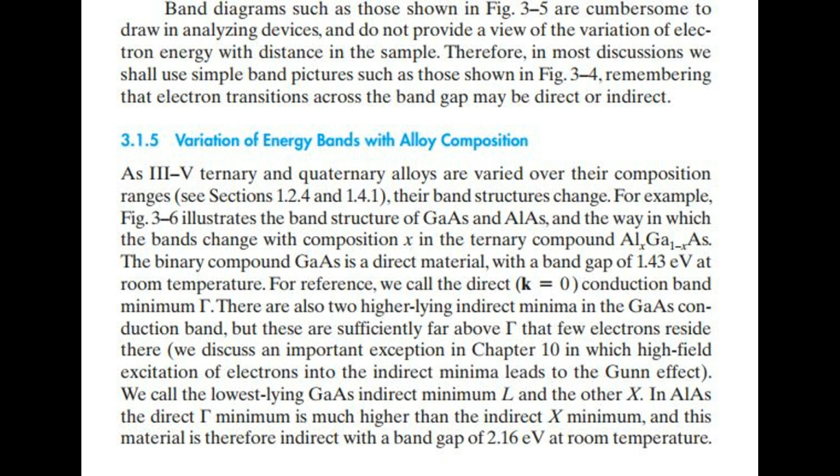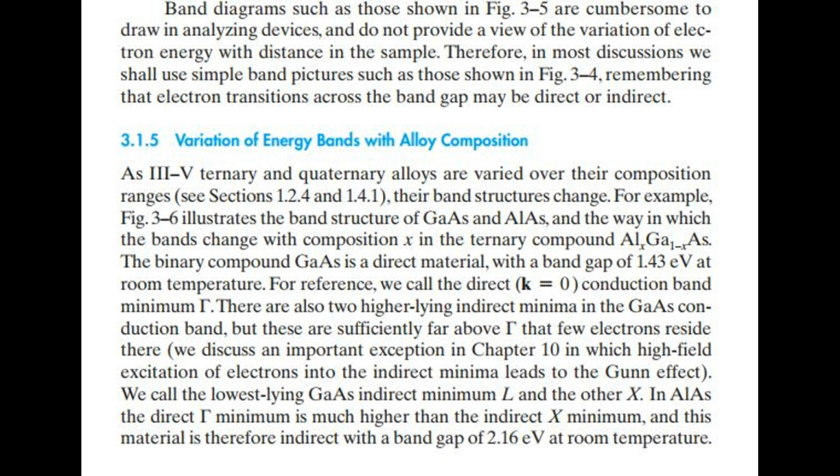For reference, we call the direct, K equals 0, conduction band minimum Γ. There are also 2 higher-lying indirect minima in the gallium arsenide conduction band, but these are sufficiently far above that few electrons reside there. We discuss an important exception in Chapter 10 in which high field excitation of electrons into the indirect minima leads to the Gunn effect. We call the lowest lying gallium arsenide indirect minimum L and the other X.